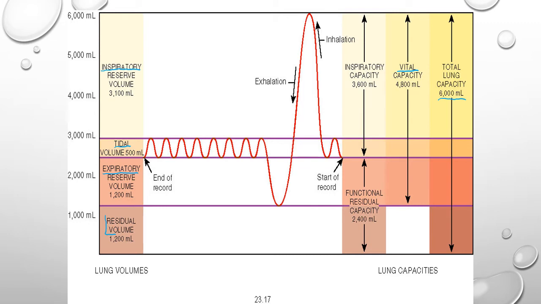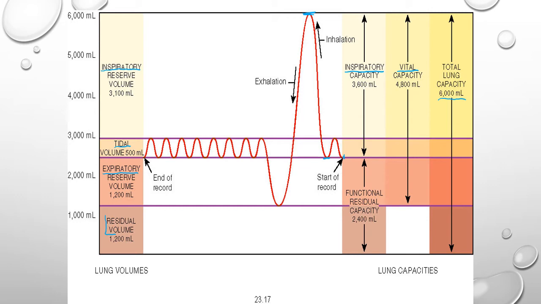So here we have our normal, starting at this point here. We take a normal breath in, we take a normal breath out, and after that normal breath out, we take a full maximum inspiration. This is going to be our inspiratory capacity. This is the amount of air after a normal expiration that we can get back into the lungs. And so that's going to combine the tidal volume plus the inspiratory reserve.